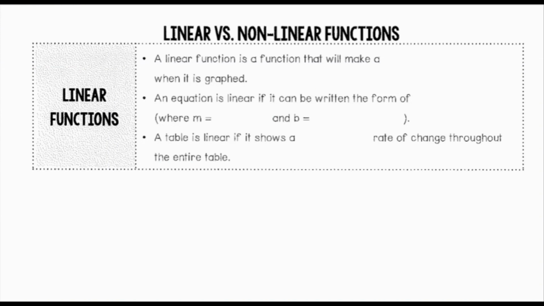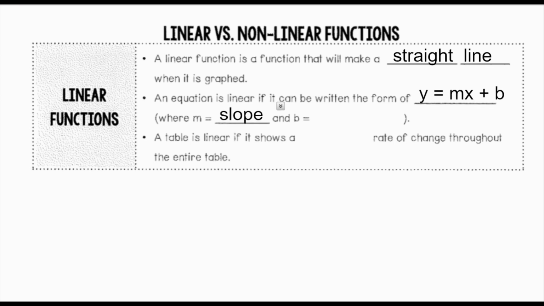Now, a linear function will be a function that will make a straight line when it's graphed. An equation is linear if it can be written in the form y equals mx plus b, where m is your slope and b is your y-intercept. And then a table is linear if it shows a constant rate of change throughout the entire table.